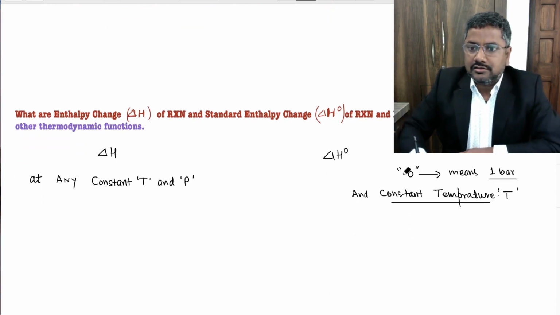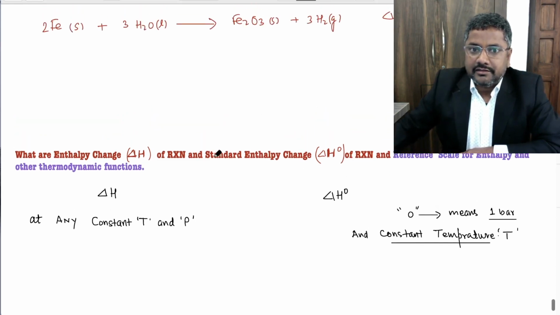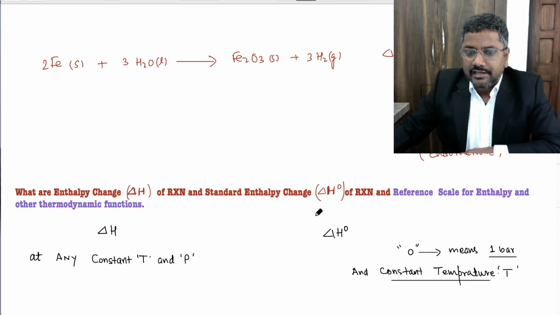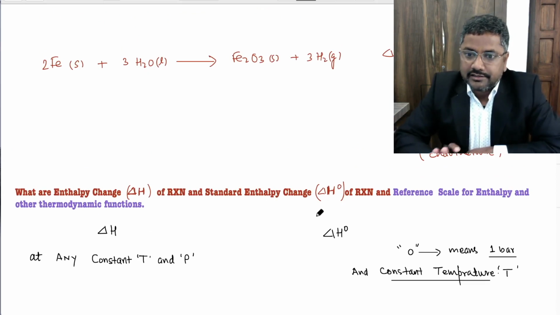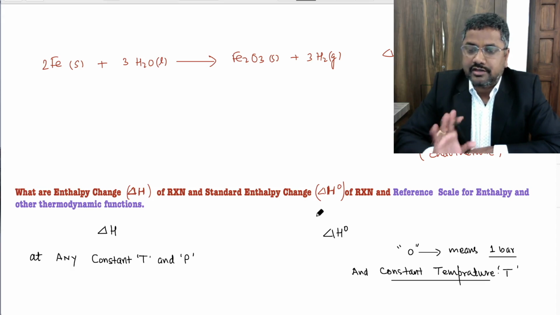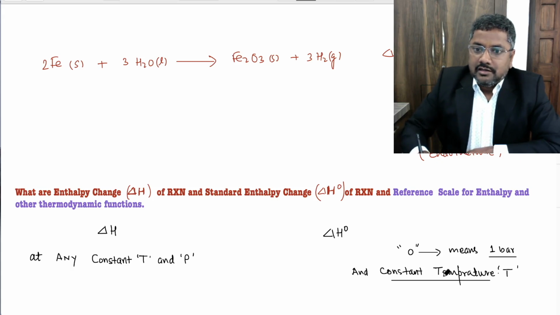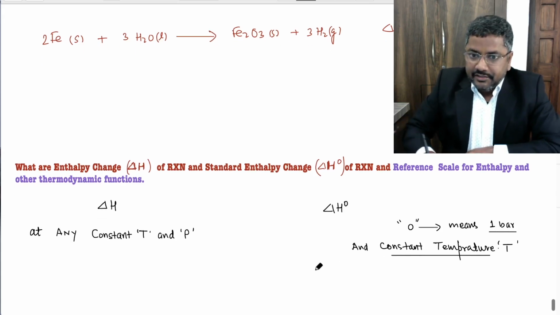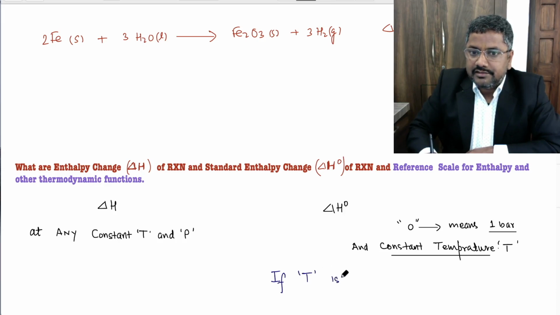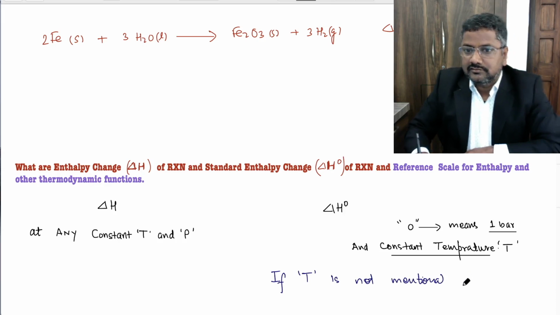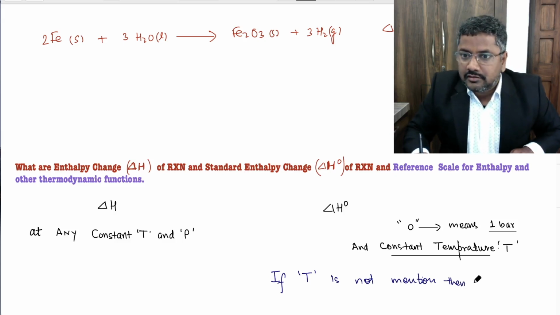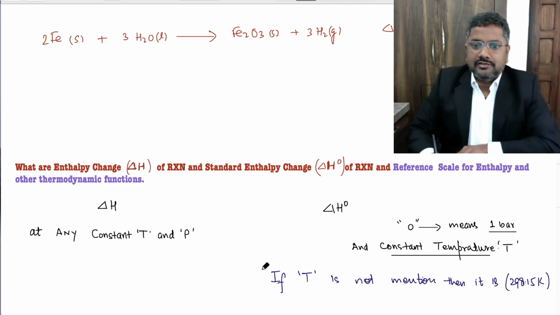So delta H naught is basically named the standard enthalpy change, and similarly what I am defining here for this enthalpy is true for every thermodynamic function, and even true for the whole of chemistry. So at constant temperature T, and if the temperature is not mentioned, then it is 298.15 Kelvin, right? So this is important.